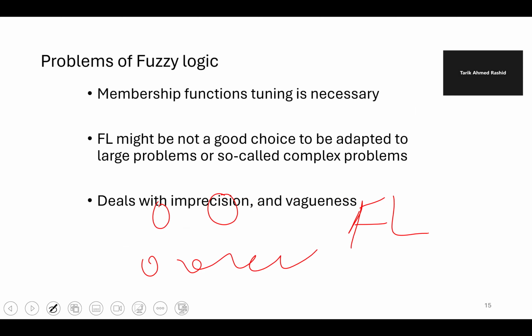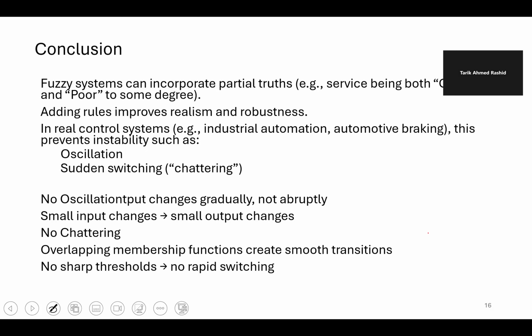It deals with imprecision and vagueness. In conclusion, fuzzy logic is very good. It has a lot of good things: it is simple, with no great math in it, but it has some problems. Small input changes make small output changes, and overlapping membership functions create smooth transitions. No rapid switching, because everything is to a degree.